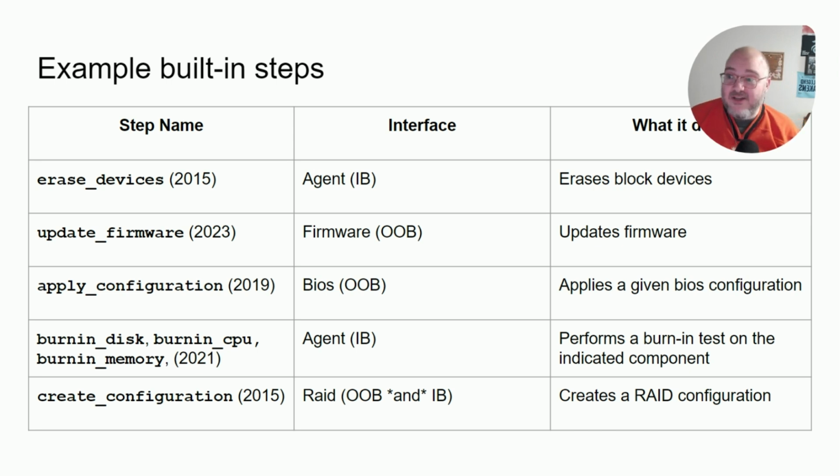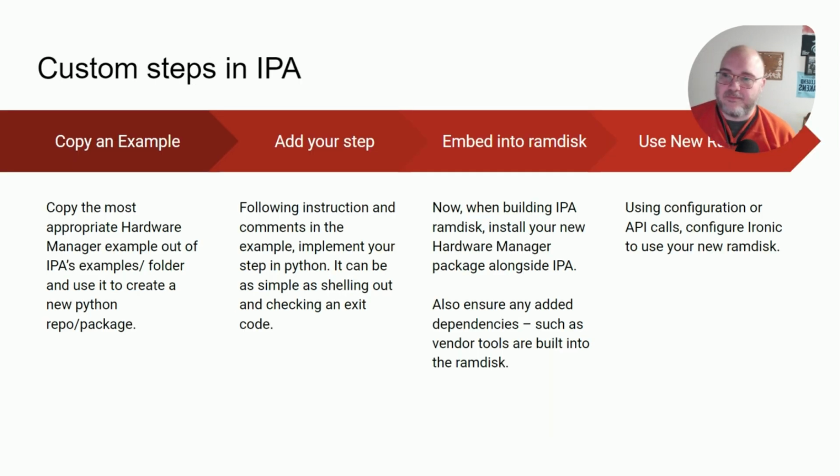We can also create configuration via the RAID interface. And like we talked about, RAID's an interesting one that we have both out-of-band and in-band implementations of. So, custom steps in IPA. How do you do that customization?